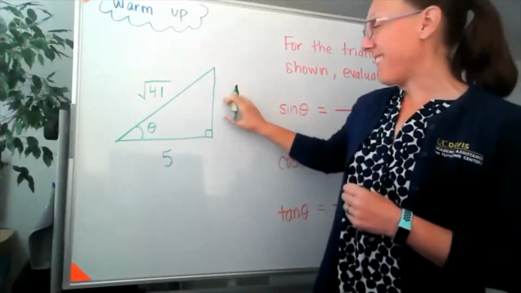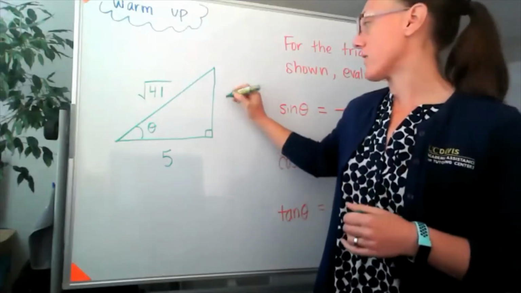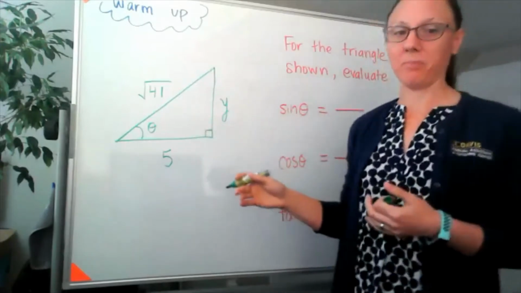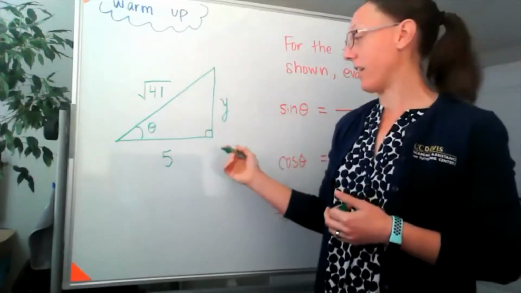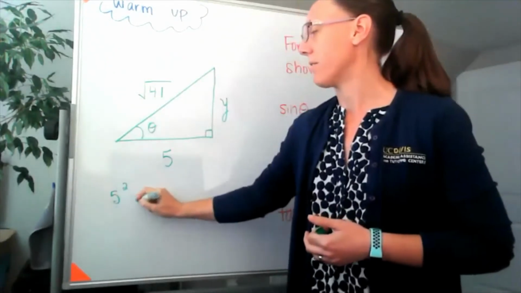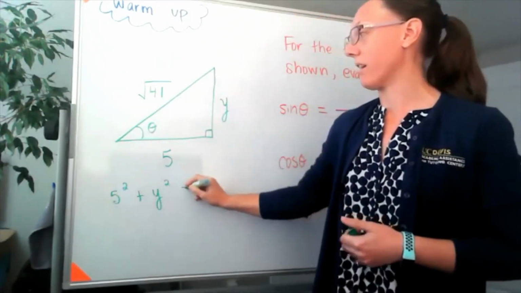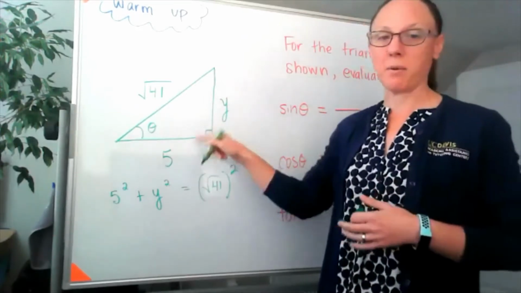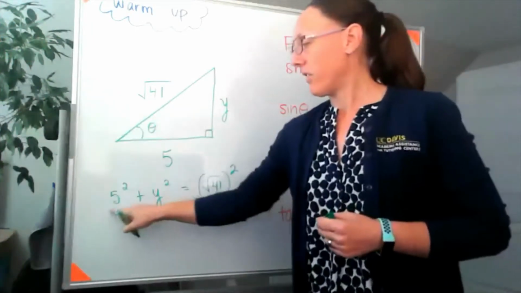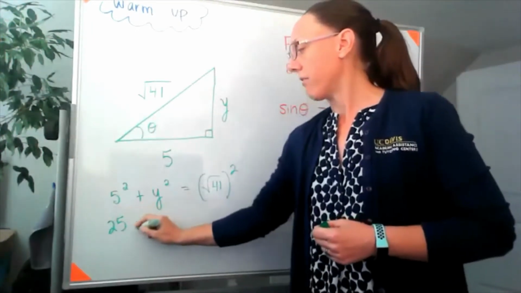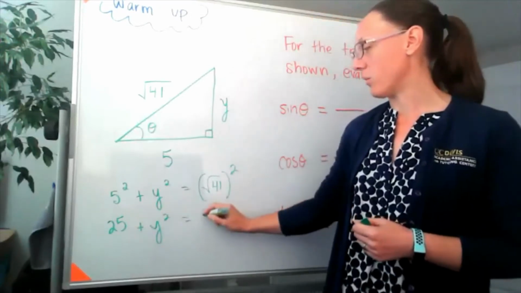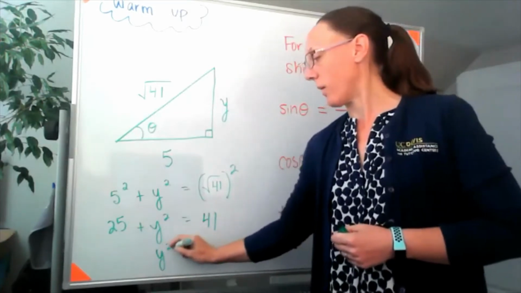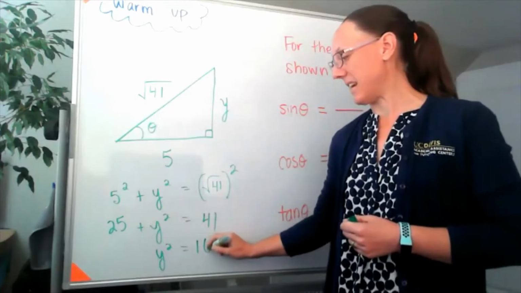To get this missing side of the triangle, I'll label it y, just because it's kind of a height here. From the Pythagorean theorem, I'm going to end up with 5 squared plus y squared equal to the square root of 41 squared. That's true anytime I've got a right triangle. 5 squared is 25, plus y squared has to be equal to the square root of 41 squared, which is 41. So y squared is going to have to be 16.